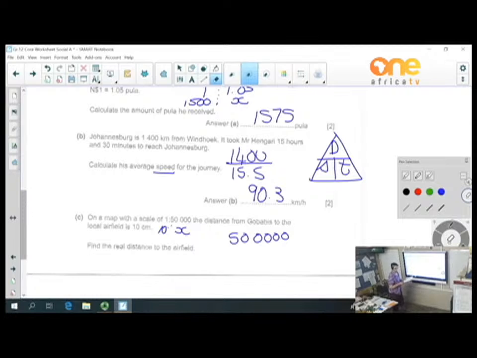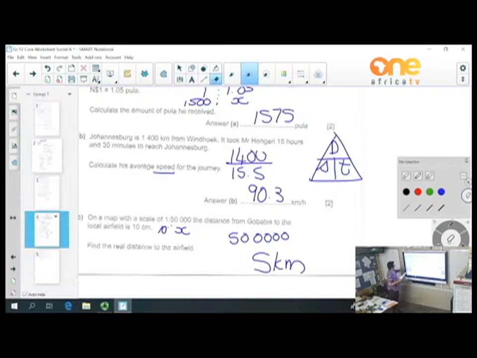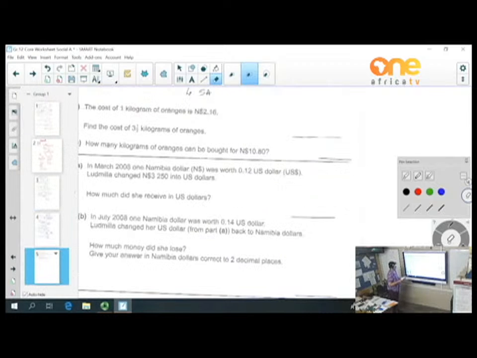Okay. So, but what do we get? Right, so this is then 5 kilometers, but the answer is right. It is 5 kilometers. Okay, then the next page. Okay, the last page there.